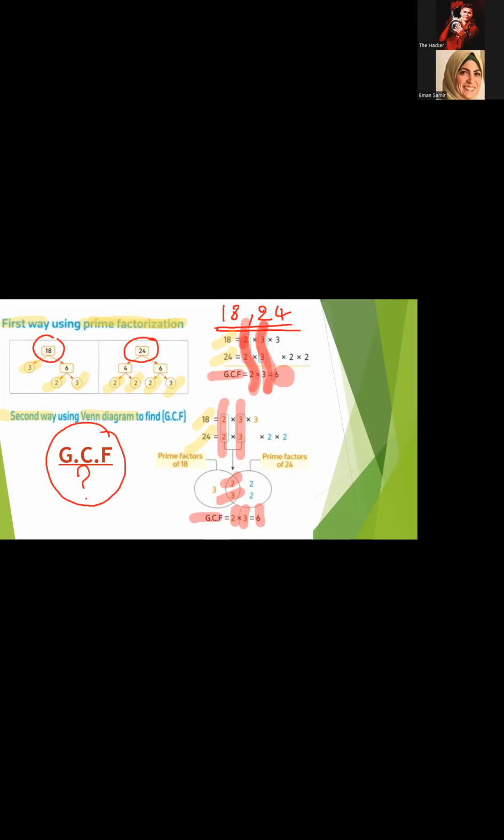Still, I have this other 3. Where can I put this 3? I'll put it here on the side of the 18, in the part of the circle that is not intersected. These two 2s are related to 24. I'll put them here, 2 and 2, in the area of 24. Okay?